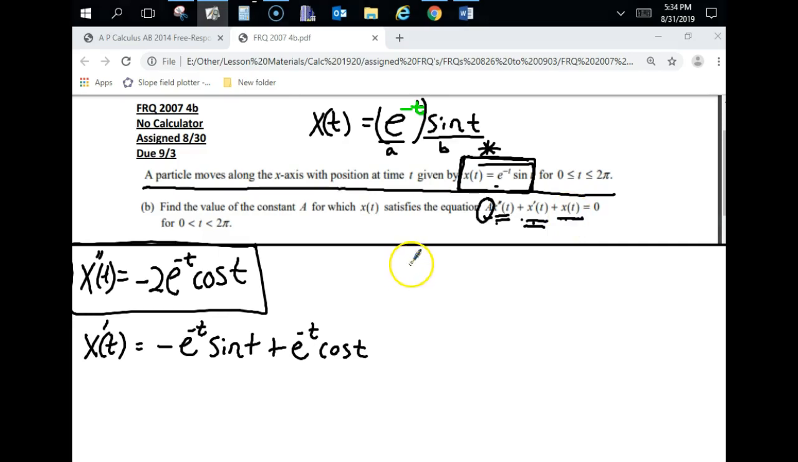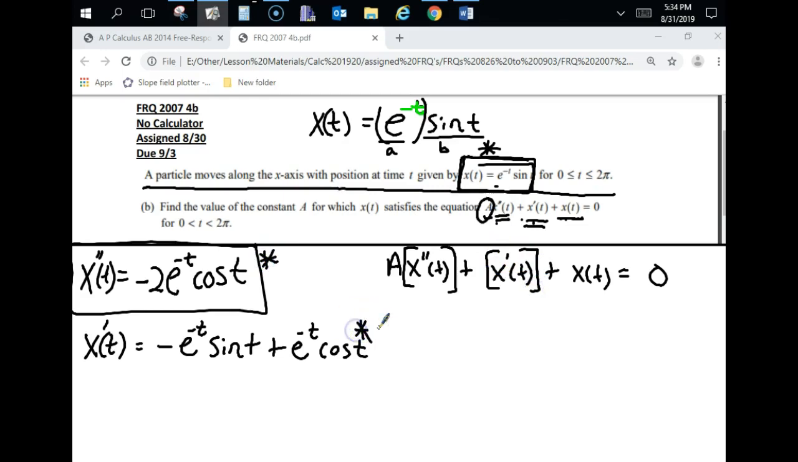Let's write it out first. A x double prime of t plus x prime of t plus x of t equals 0. So I want you guys to do this. I want you guys to replace x double prime with this thing. I want you guys to replace x prime with this thing. And then I want you guys to replace x of t with the original problem there. Okay? So go ahead and do that. And pause the video.